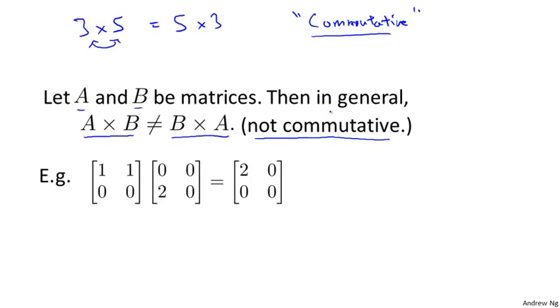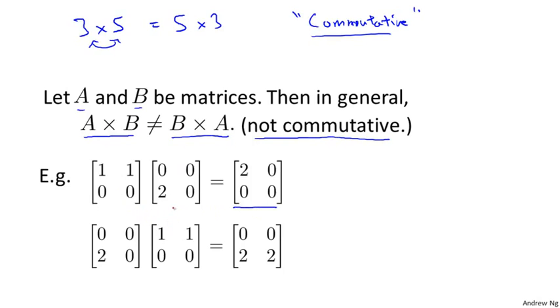As a concrete example, here are two matrices: this matrix [[1,1],[0,0]] times [[0,0],[2,0]]. If you multiply these two matrices, you get this result on the right. Now let's swap around the order of these two matrices. I'm going to take these two matrices and just reverse them. If you multiply these two matrices, you get this second answer on the right. And clearly, these two matrices are not equal to each other.